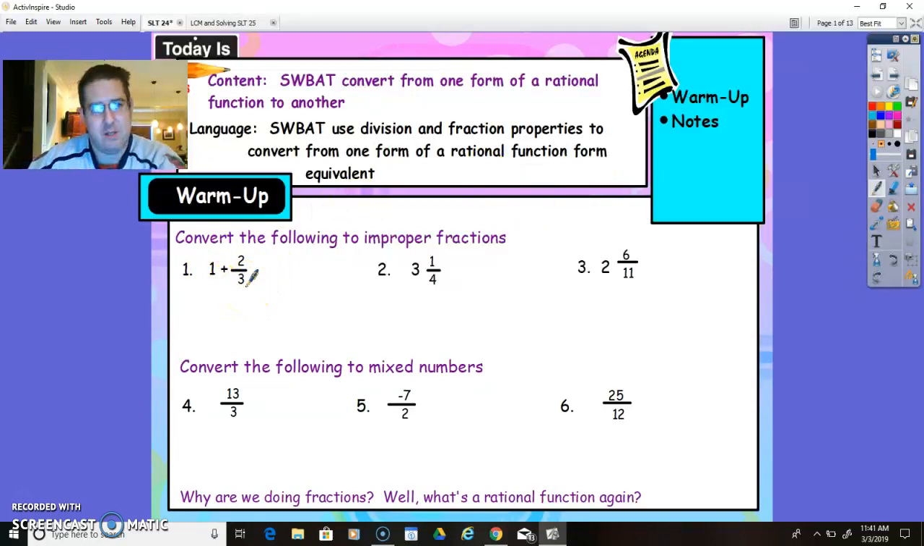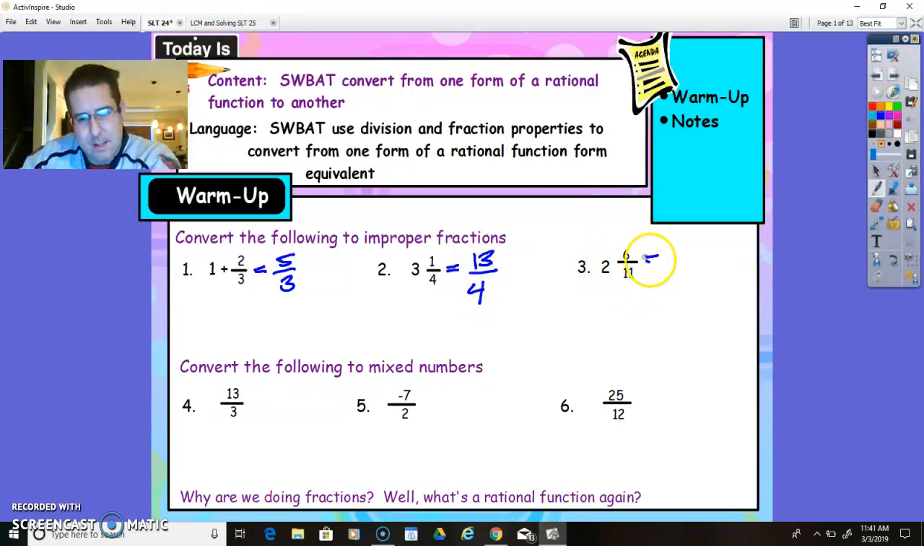It's kind of like changing mixed fractions, which is the reason why we have this for our warm-up. If you take mixed numbers and change them to improper fractions, it's going to be the exact same process. You take the denominator, multiply it by the whole number, and then add it to the numerator to change a mixed number into an improper fraction, a fraction where the numerator is bigger than the denominator. 3 times 1 is 3, plus 2 makes 5, so that's 5/3. 4 times 3 is 12, 12 plus 1 makes 13/4. And 11 times 2 is 22, plus the 6 on top makes 28/11.